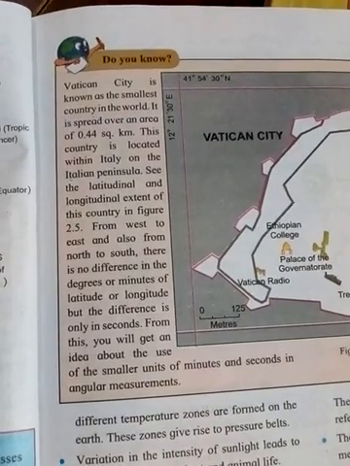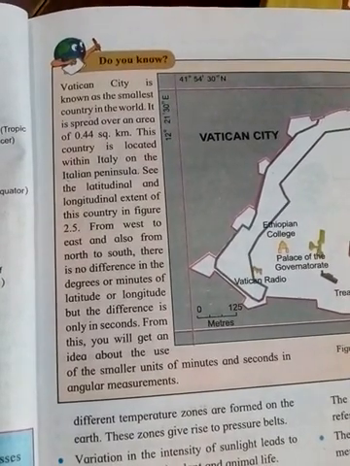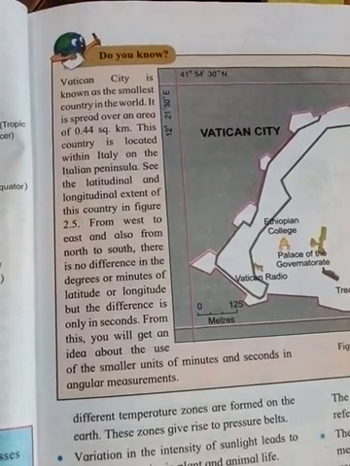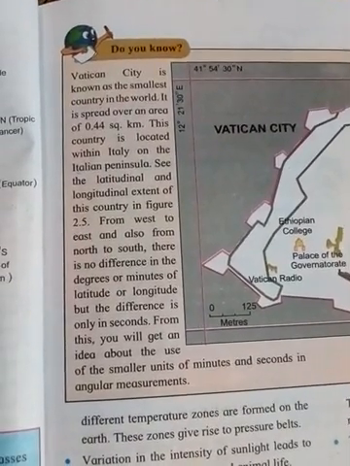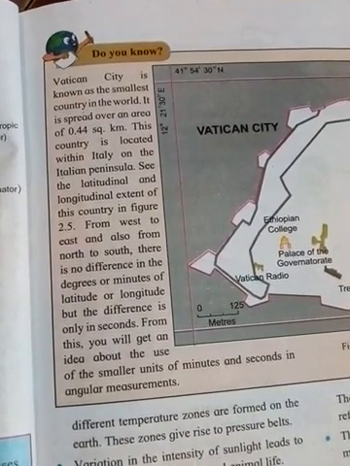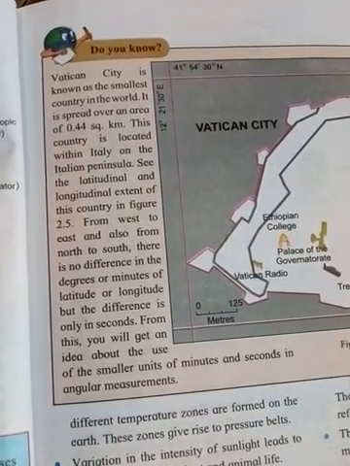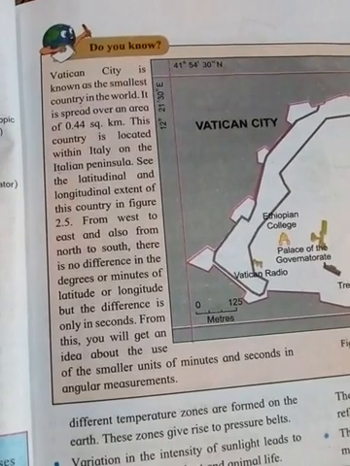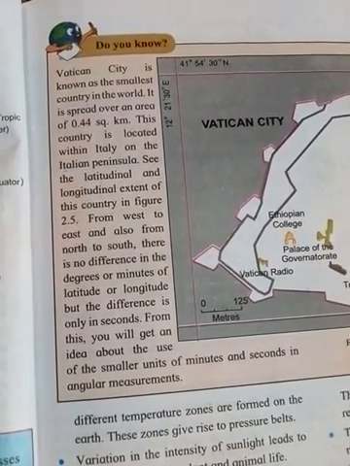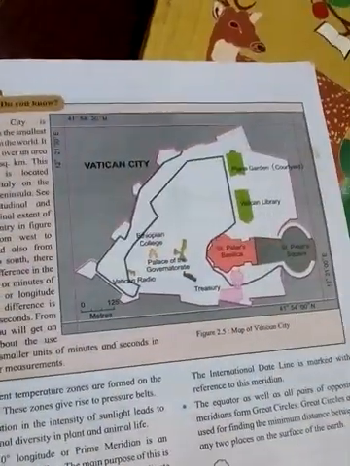Vatican City is known as the smallest country in the world. It is spread over an area of 0.44 square kilometers. This country is located within Italy, on the Italian peninsula. See the latitude and longitude extent of this country in figure 2.5.